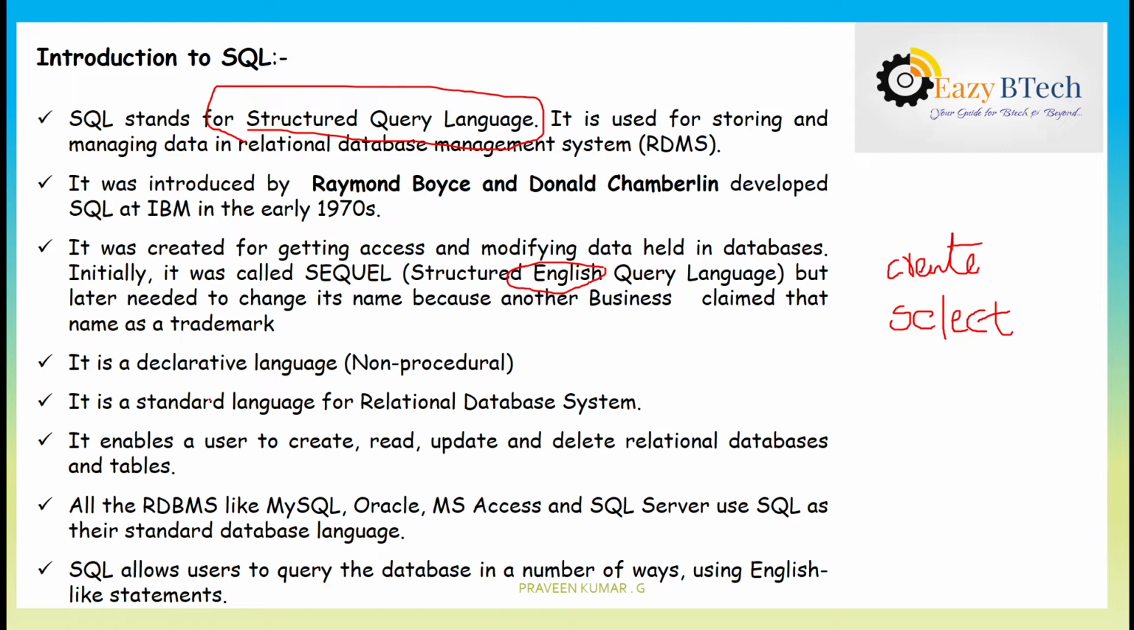It is also called a declarative language. What is a declarative language? A non-procedural language is called a declarative language. I think we already discussed what is procedural and what is non-procedural. If you have any queries regarding this, please watch my previous videos.